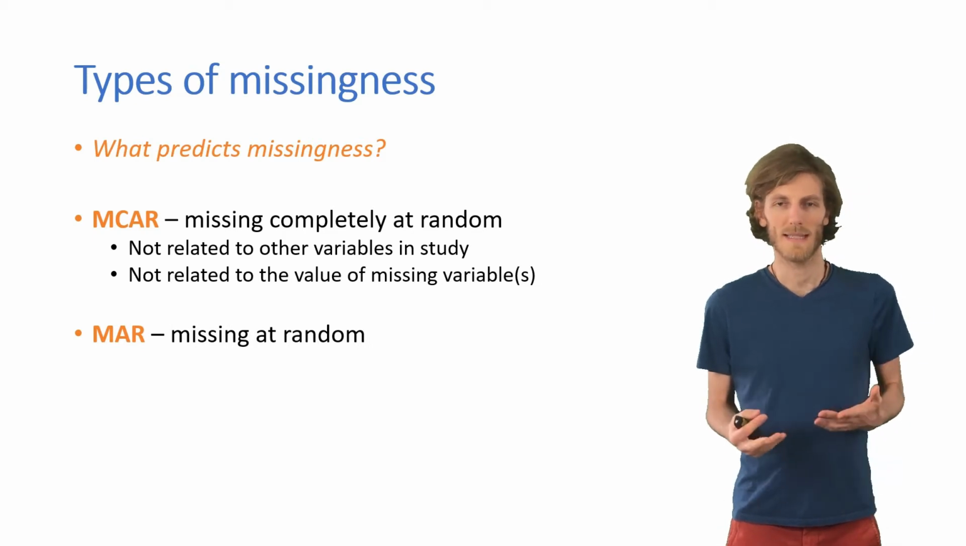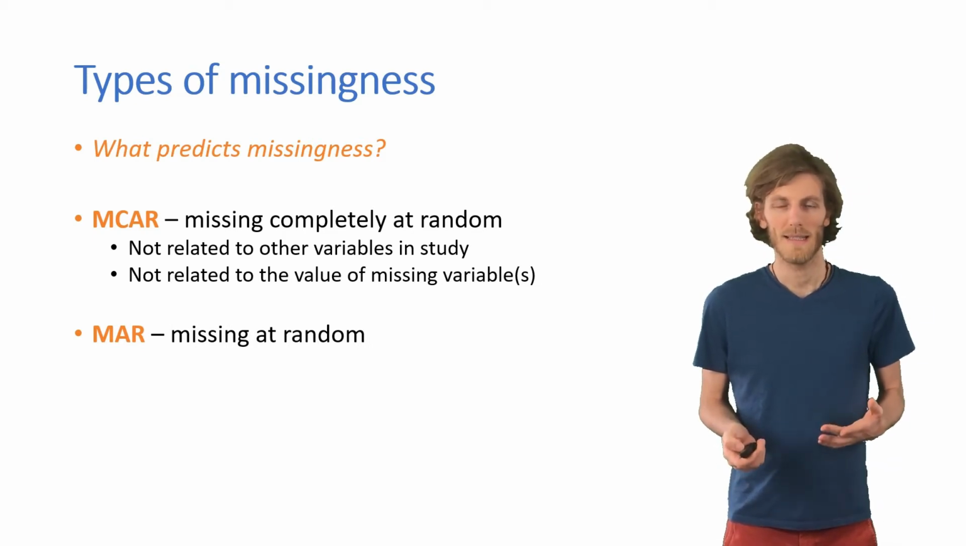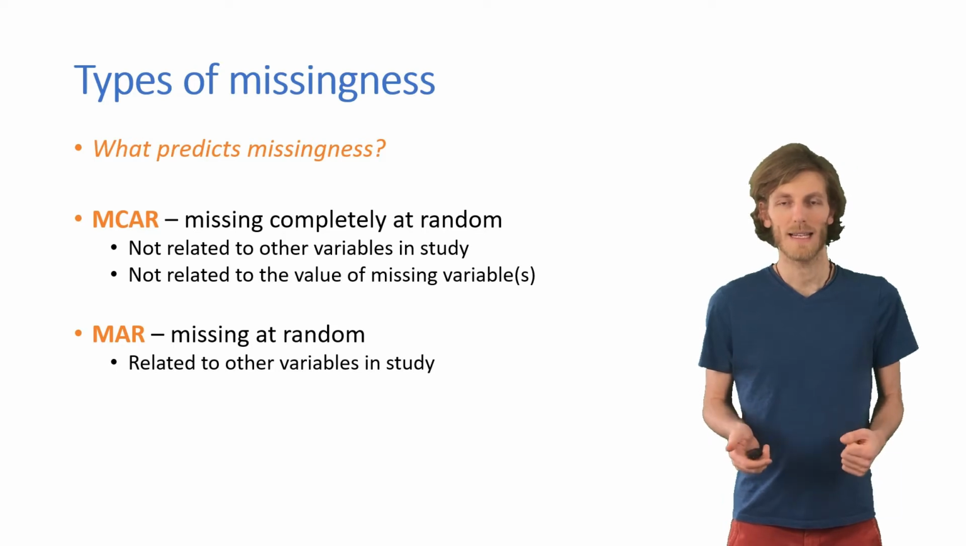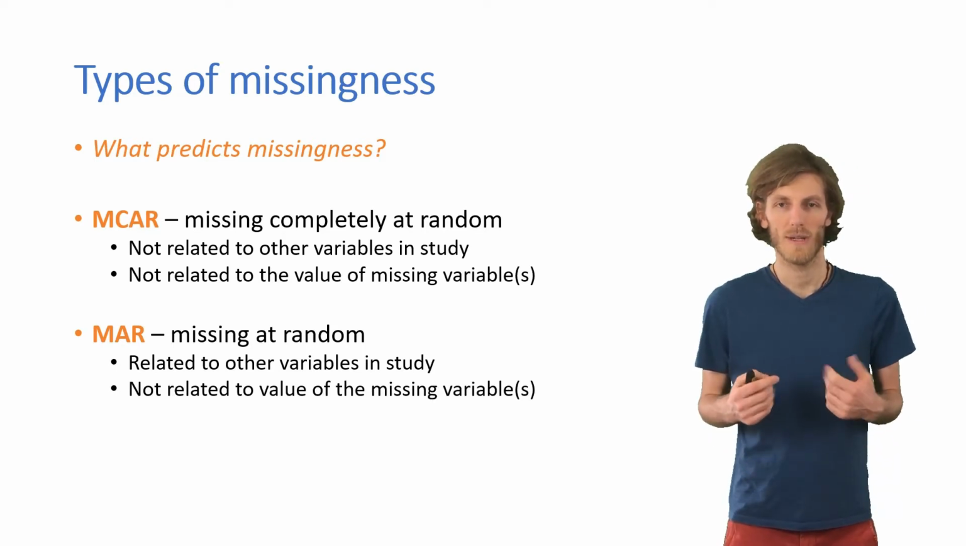An alternative is that it's missing at random, which means that it might be related to other variables, but not to the value of that variable that is missing.